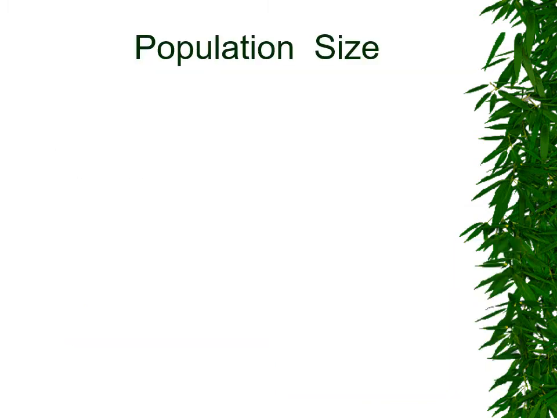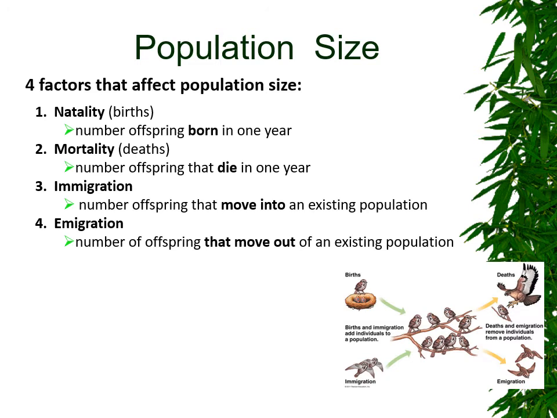When we talk about population size, there are 4 factors that affect it. We are going to be looking at birth rate, natality, the number of offspring born in 1 year, and mortality, or death rate, the number of offspring that die in 1 year. Immigration is offspring that move into an existing population, and emigration is offspring that move out of an existing population. So immigration is in, emigration is out.